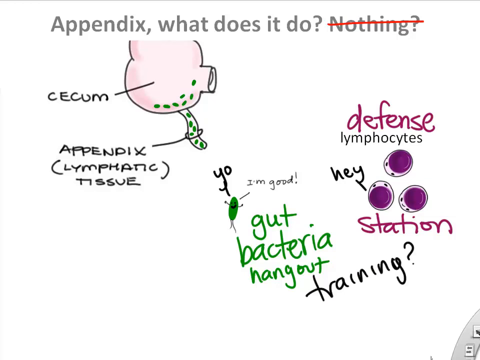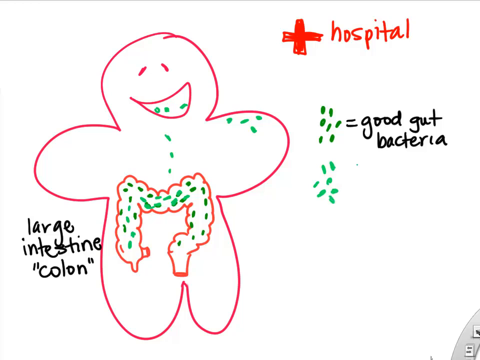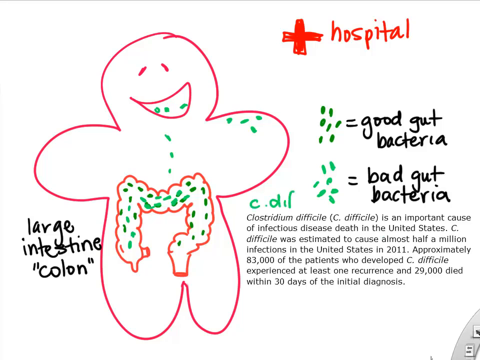Some have suggested that perhaps the immune system is trained in there to recognize the good gut bacteria. I wanted to mention that some people can accidentally ingest bacteria or spores from bad gut bacteria that can actually take over your large intestine.